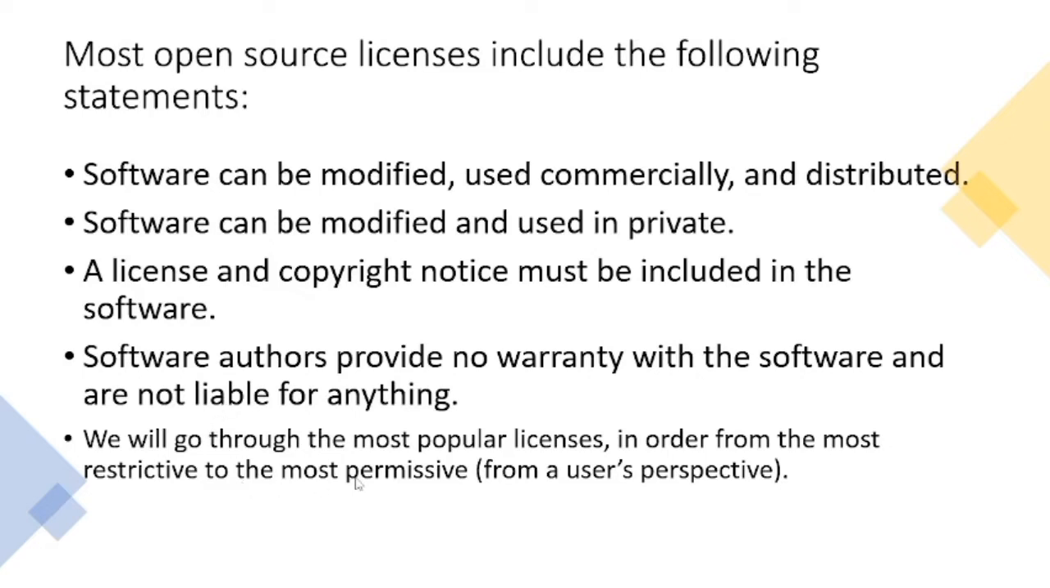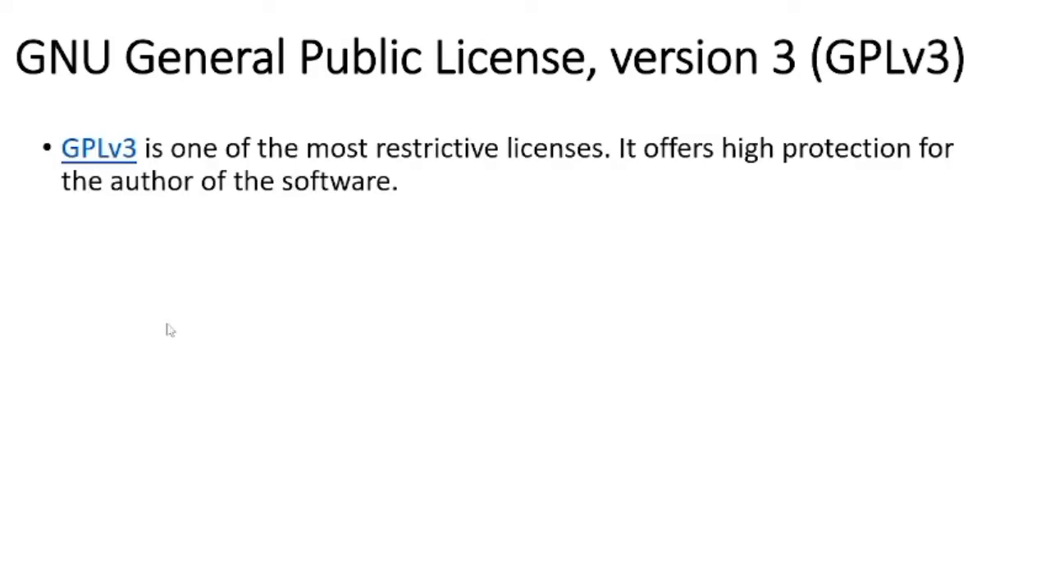Now we will go through the most popular licenses in order from the most restrictive to the most permissive, meaning the best for the user. Let's start with the GNU General Public License version 3. There was a version 2 also, but they have the same characteristics, so I chose version 3. GPL version 3 is one of the most restrictive licenses from the user perspective. It offers high protection for the author of the software.